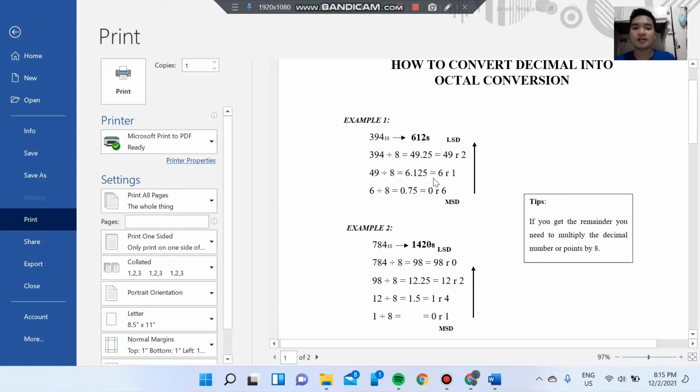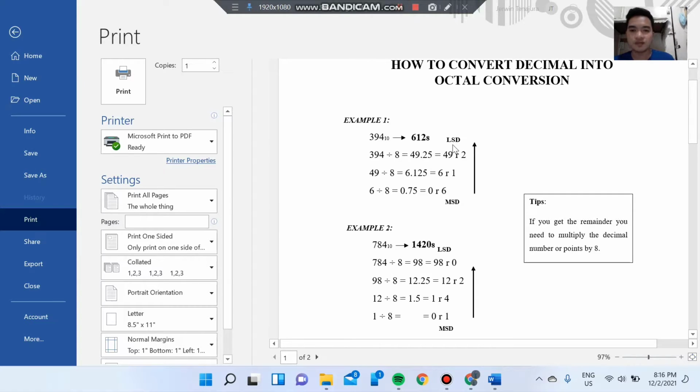And next procedure, 6. We need to put here the 6 and divide it again by 8. And 6 divided by 8 is 0.75. And same procedure, we need to put here the 0 and multiply the 0.75 by 8. And the answer is 6.